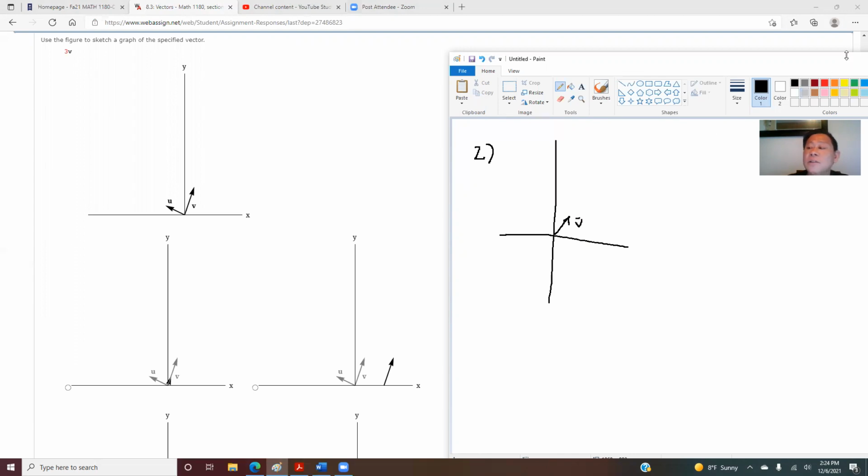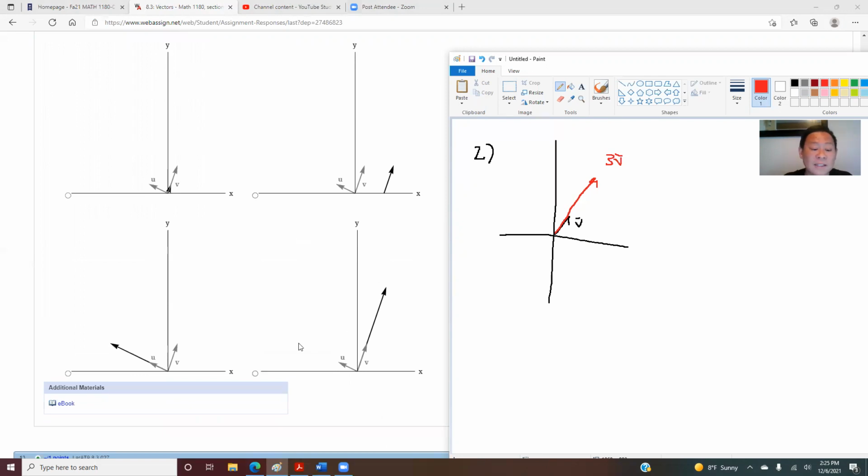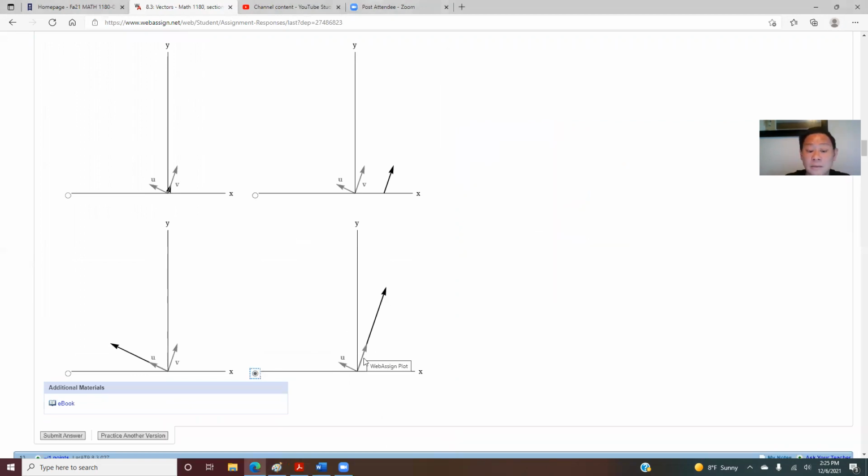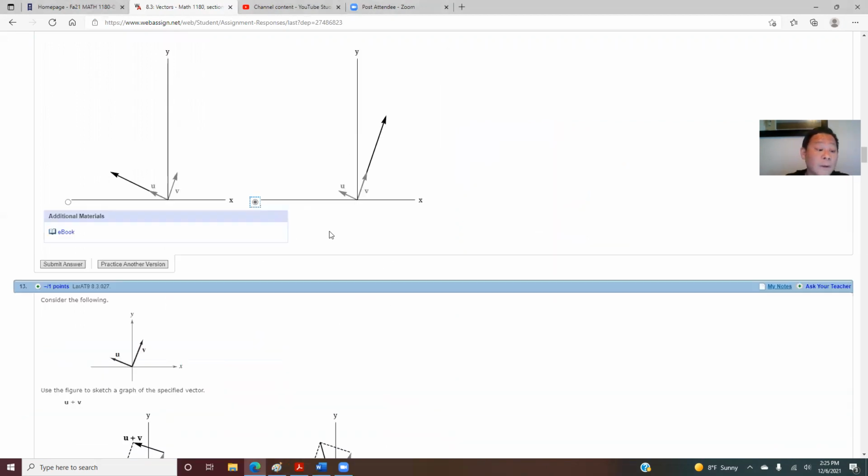And the question wants you to graph 3v. So what you do is you just multiply this 1, 2, and 3. So this is 3v. You just duplicate it 3 times. Okay. So your answer is going to be, in this case, you duplicate 3 times.